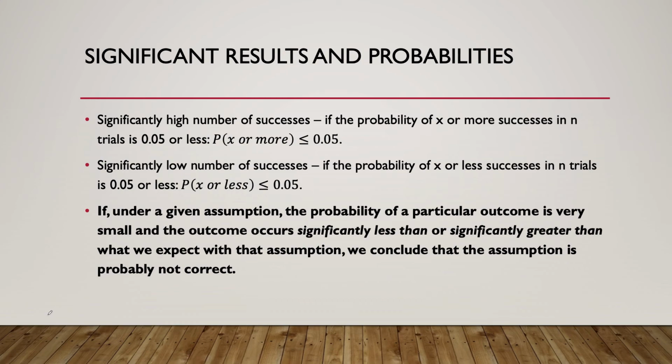When it comes to significant results, a significantly high number of successes is when the probability of x or more successes in n trials is 0.05 or less. So the probability of x or more is less than or equal to 0.05. A significantly low number of successes is the same thing: if the probability of x or fewer successes in n trials is 0.05 or less. If, under a given assumption, the probability of a particular outcome is very small, and the outcome occurs significantly less than or significantly greater than what we expect with that assumption, we conclude that the assumption is probably not correct.